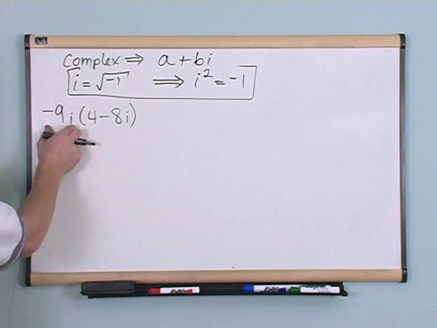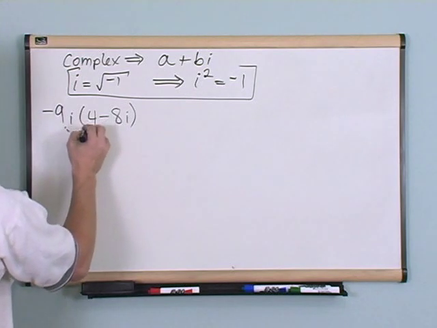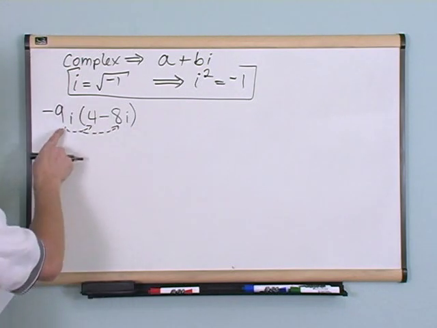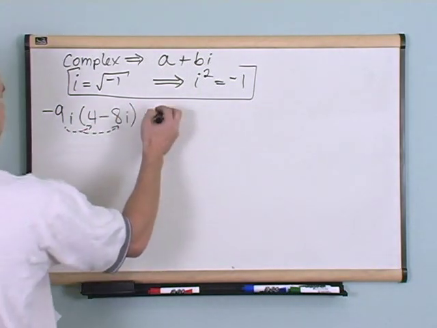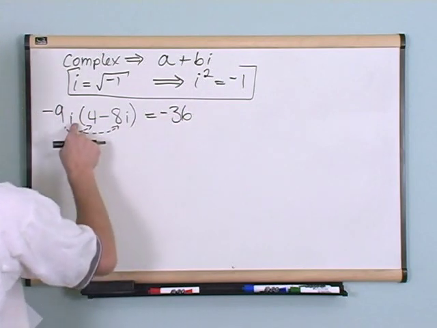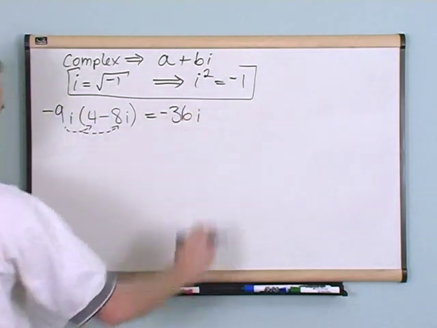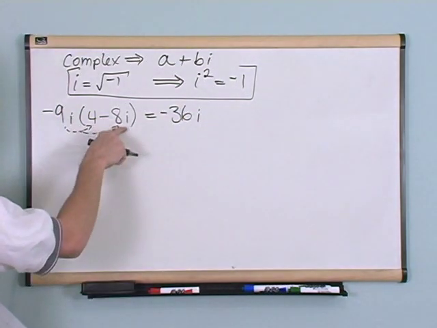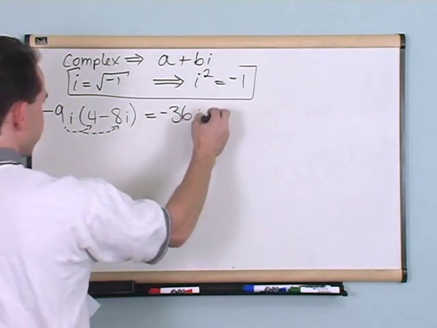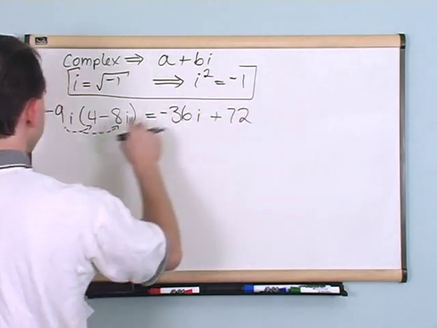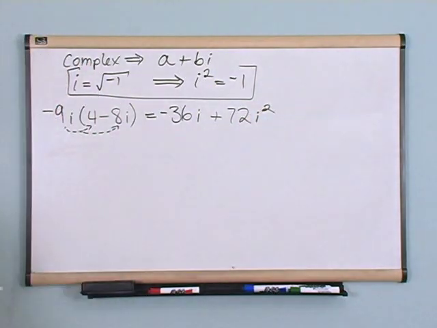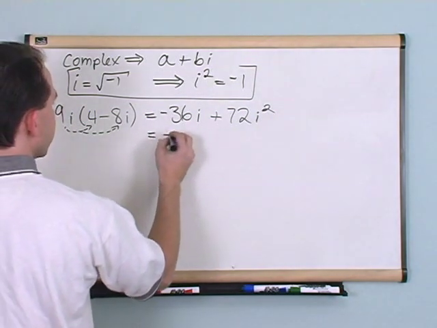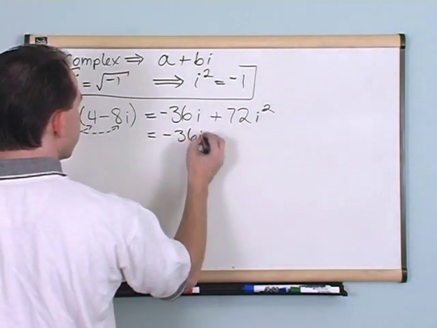Well, I'm going to distribute this 9i just like I would if this were some other equation. Negative 9 times 4 is negative 36, but don't forget your i, so that tags along. Negative 9i times 8i is positive 72, 8 times 9 is 72, i squared.